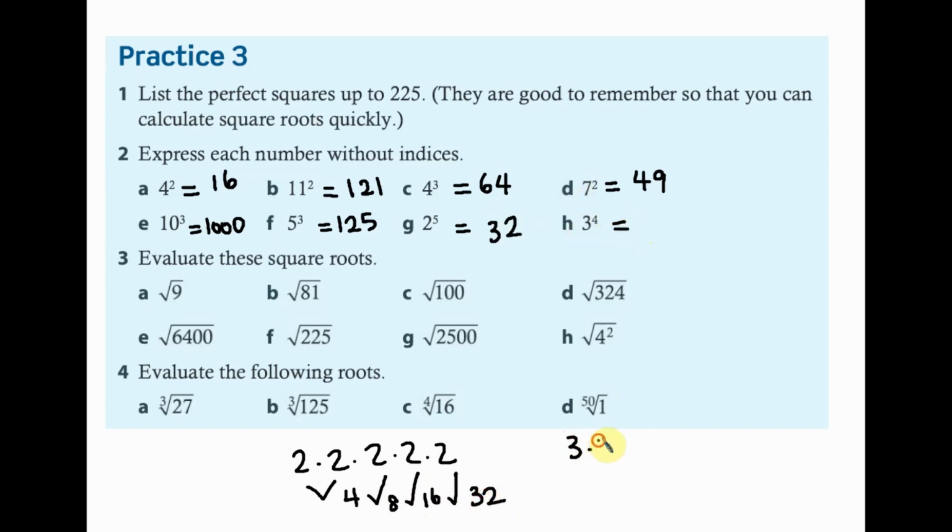3 to the 4th power. So 3 times 3 is 9. 9 times 3 is 27. 27 times 3, I should get 81. So this one has to equal 81. Let me go back to number 1.